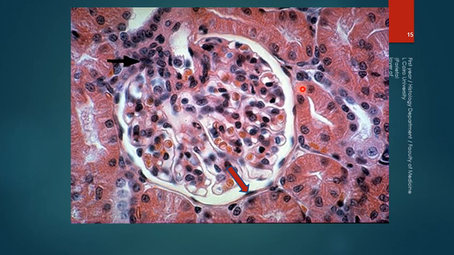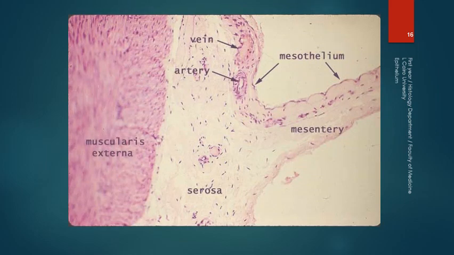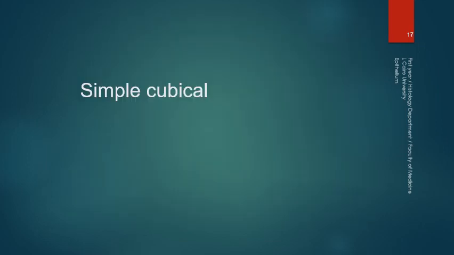For simple squamous epithelium, please remember two phrases: smooth surface, and delicate for gas exchange or for rapid glomerular filtration. Again, this is the mesothelium lined with simple squamous epithelium.